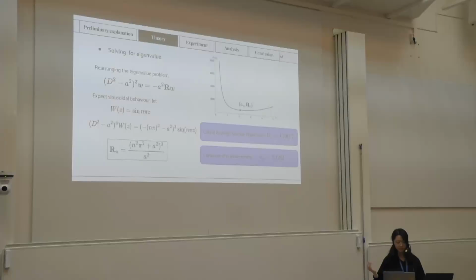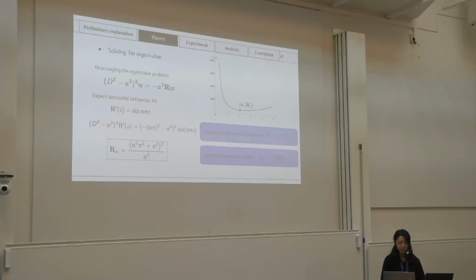So with the simplified form of the PDE, we can rearrange the Helmholtz equation, which is the eigenvalue problem, to obtain the expression for R, which is the Rayleigh number, where D is defined as the operator d/dz. As mentioned, we expect the fluid to exhibit a sinusoidal behavior, so we can let W(z) take the form of a sine function. The expression for R can now be derived, with n being the mode number of the solution.